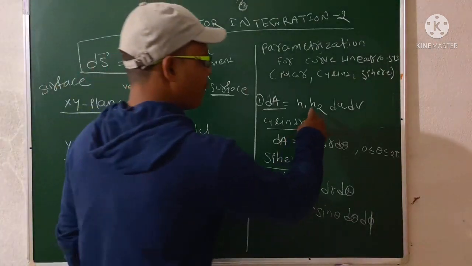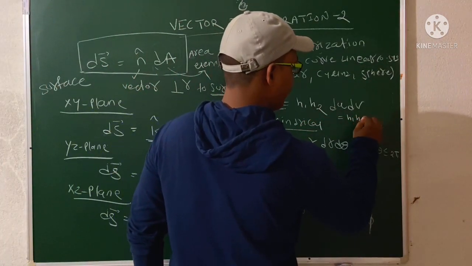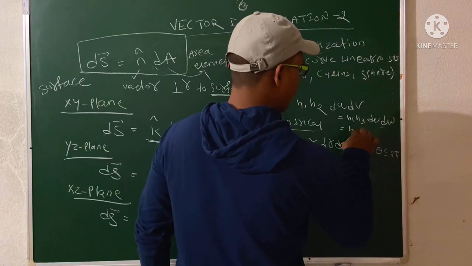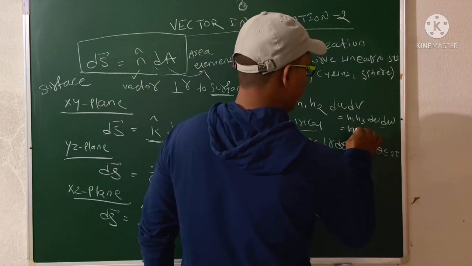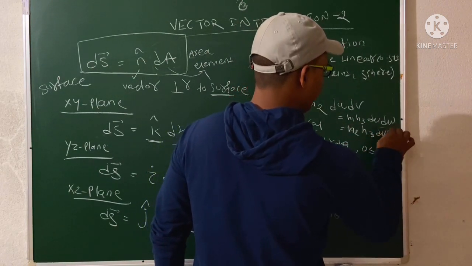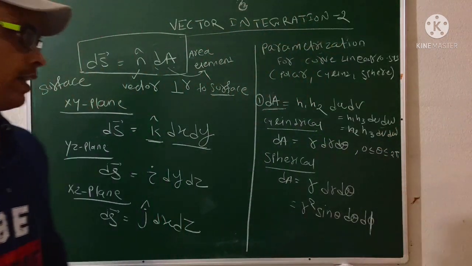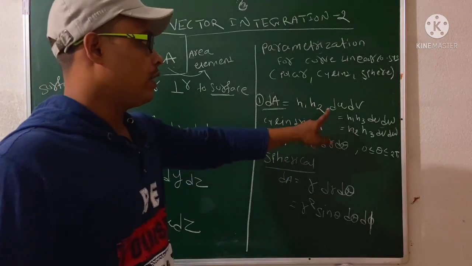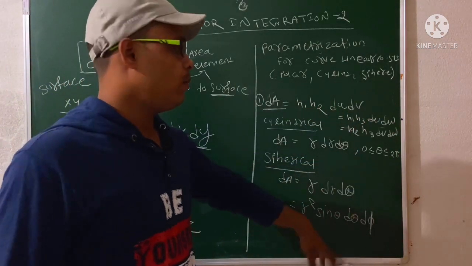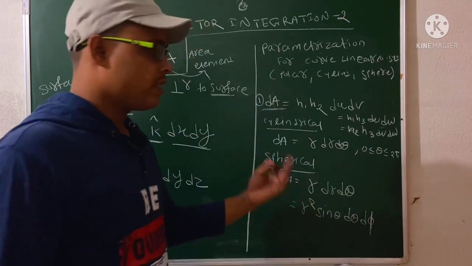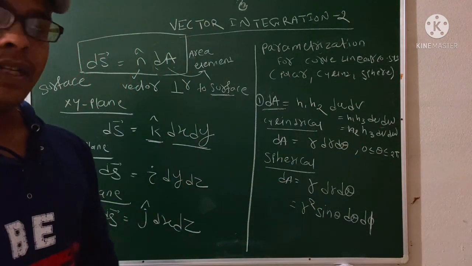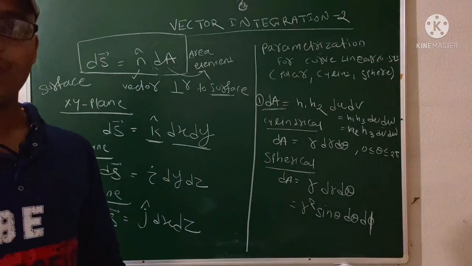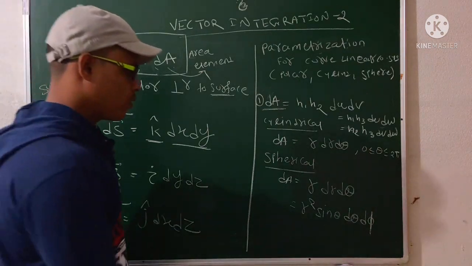So this can also be h1 h3 du dw, or h2 h3 dv dw. These are the three cases in your cylindrical and spherical coordinate systems. So what are h1, h2, h3? They are your scale factors, and u, v, w are the r, theta, phi or r, theta, z coordinate system.